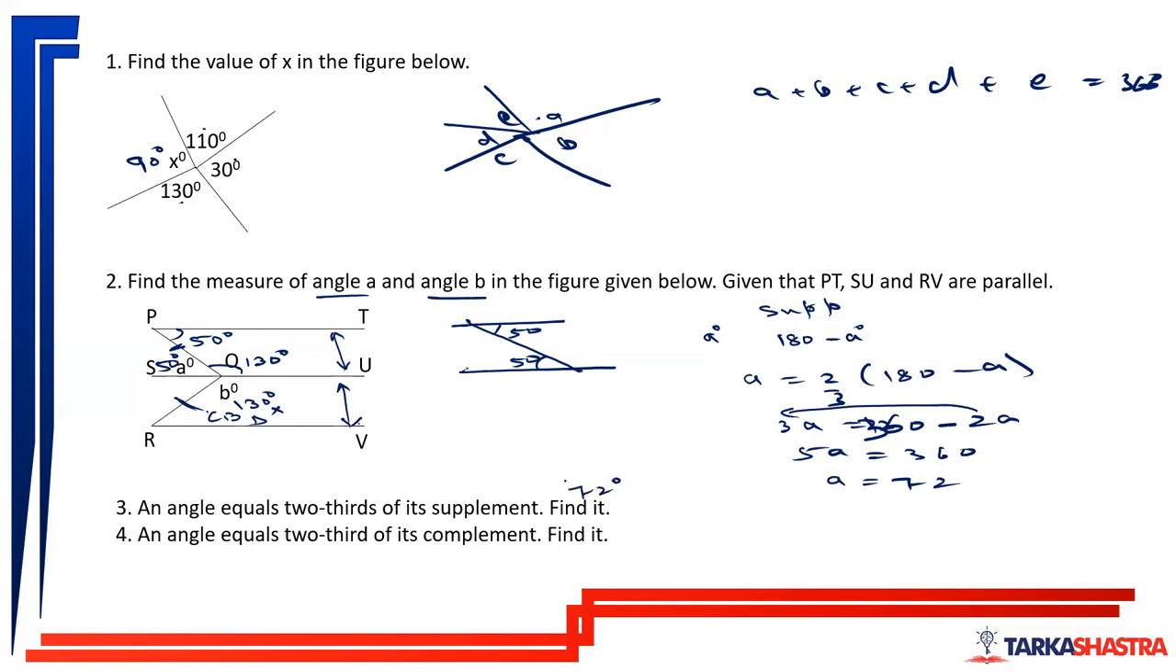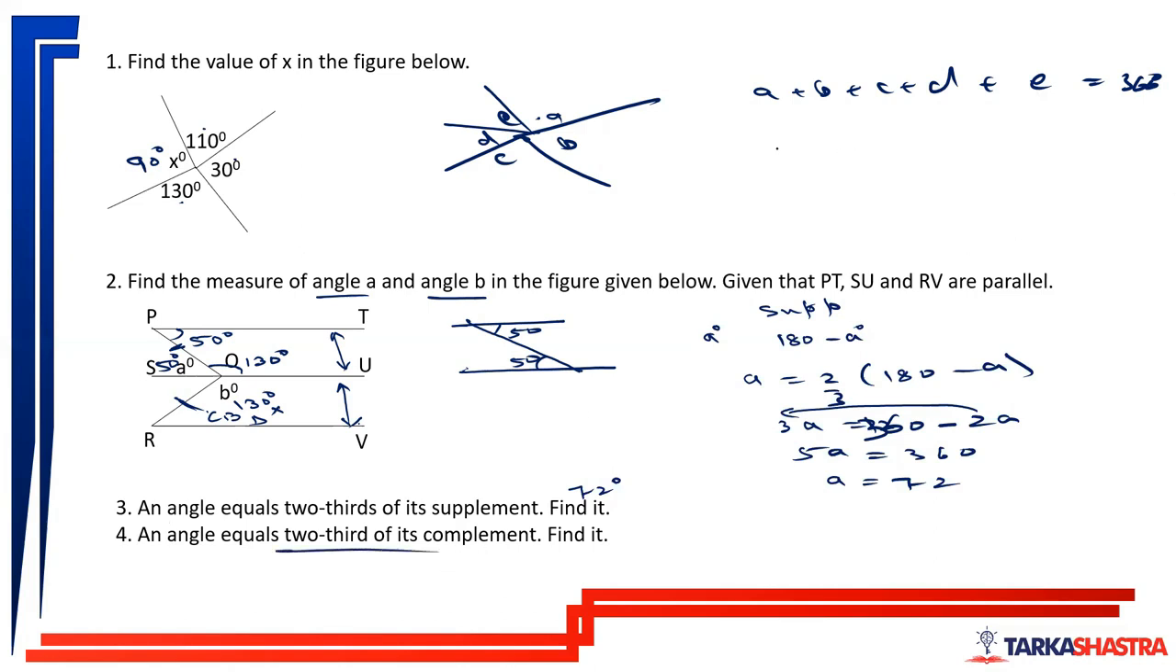I hope you understand that supplementary angles and complementary angles are what? Okay, so two angles are said to be supplementary when their sum is 180 degrees, and two angles are said to be complementary when their sum is 90 degrees.